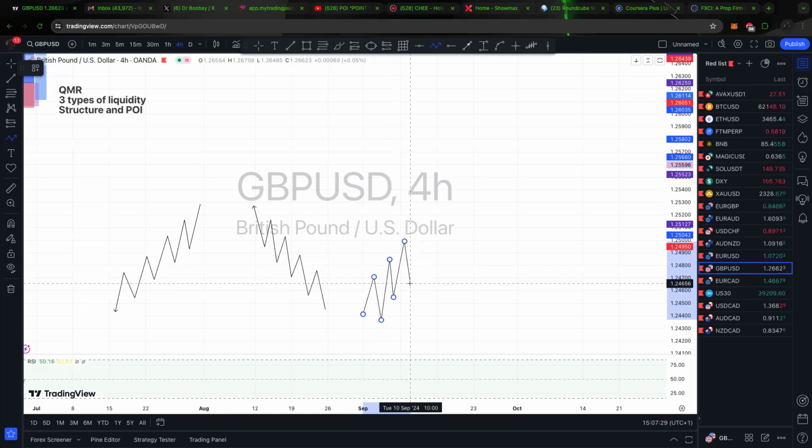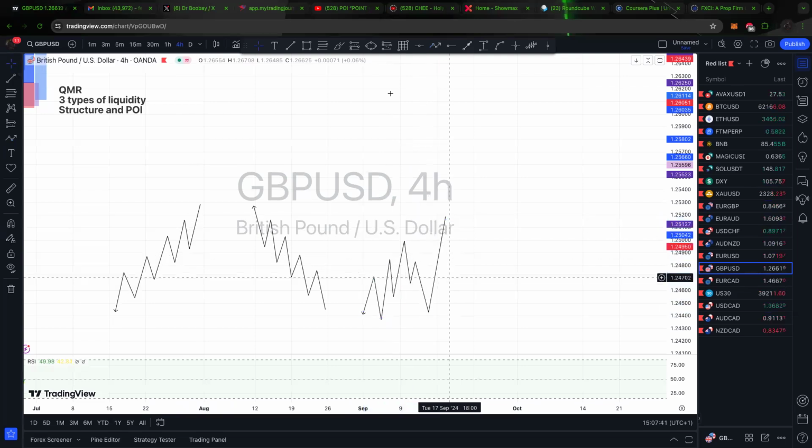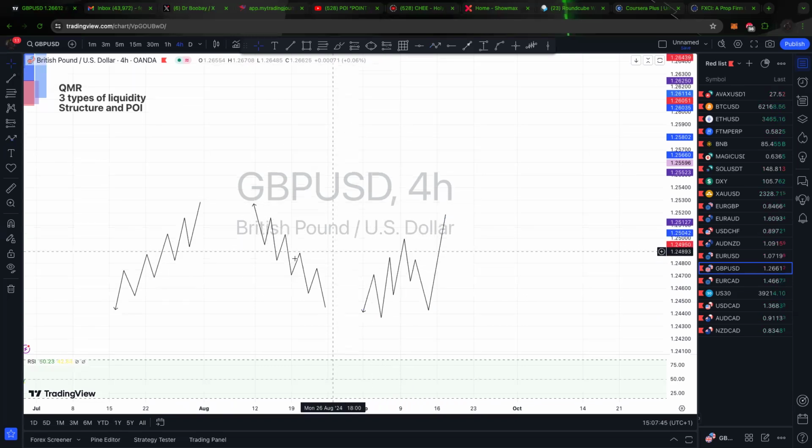Price does not just come here and bounce. It might do this. That's not your issue. Your issue is this extreme low. Price will come back here and then buy from here. This is the structure I want to explain here.